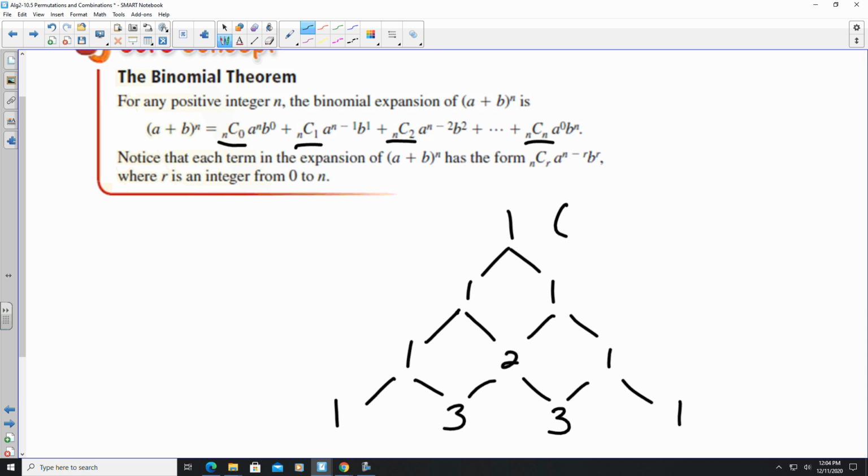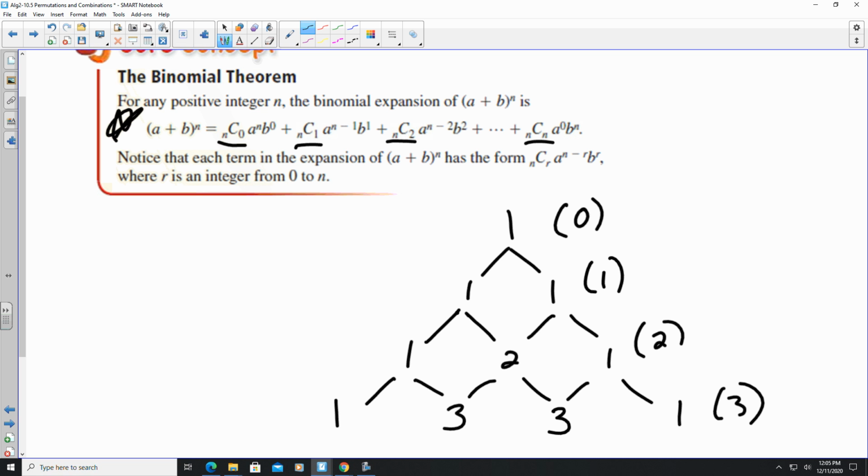This top row is like a raised to the 0 power. This is raised to the 1 power. This is raised to the second. This is raised to the third. Now, you can use Pascal's triangle if you like, or you can use the combination values as well. My recommendation is if your exponent is not an overly large value, you can use Pascal's triangle. But if it's relatively large, like I would say anything like 4 or 5 or larger, I would use this formula here.